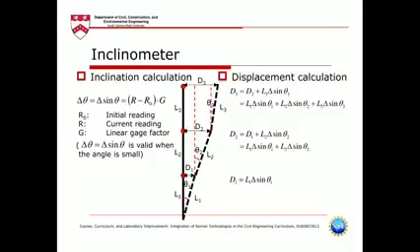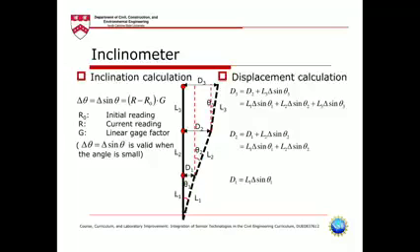Then the inclinometer gives the linear displacement. How can we calculate the displacement? The sensor cannot directly give the inclination or linear displacement. It gives some reading or some signal, and using the signal we calculate our inclination.